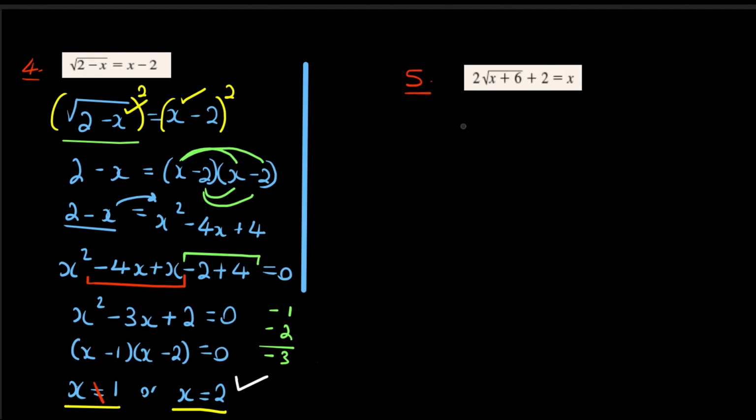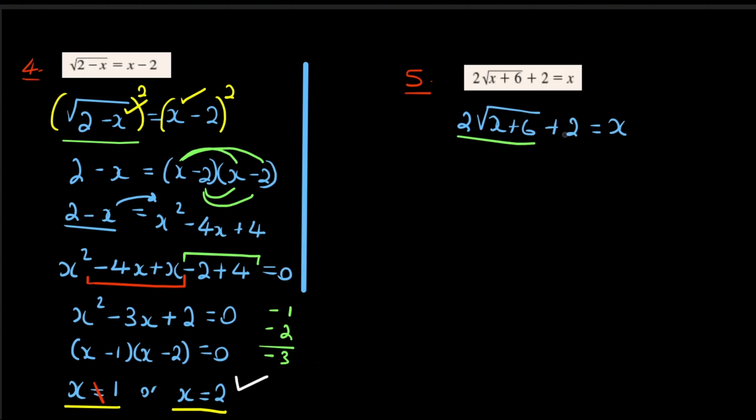Question 5. So slightly note that this question now has a variable in front of our surd. So we have 2 square root of x plus 6 plus 2, and the plus 2 is outside the surd, it's not under the square root. Note that. So now we have a number in front of the surd. What will you do with that? And we have plus 2.